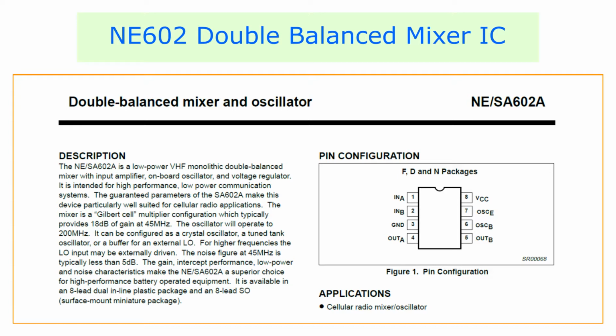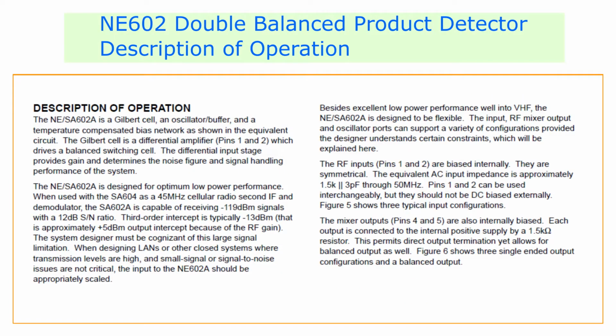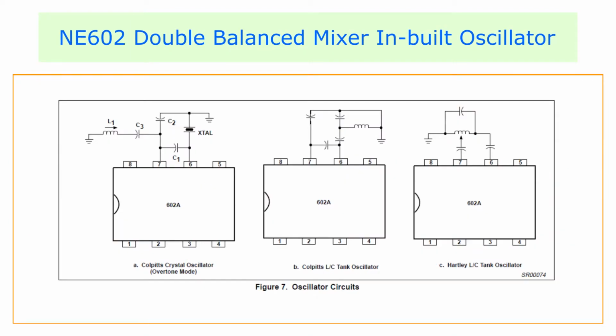NE602 or SA602A is a high performance and low power double balanced active radio frequency mixer or product detector with an on-chip oscillator, input amplifier and voltage regulator. This mixer or product detector IC contains the Gilbert cell differential amplifier or multiplier, which provides optimal mixer characteristics such as good port-to-port isolation, high gain, higher operating frequency, low noise, etc. This mixer provides about 18 dB of gain at 45 MHz. The inbuilt oscillator operates up to about 200 MHz.